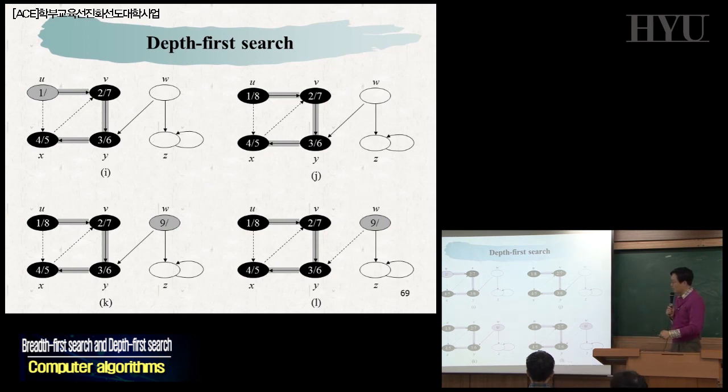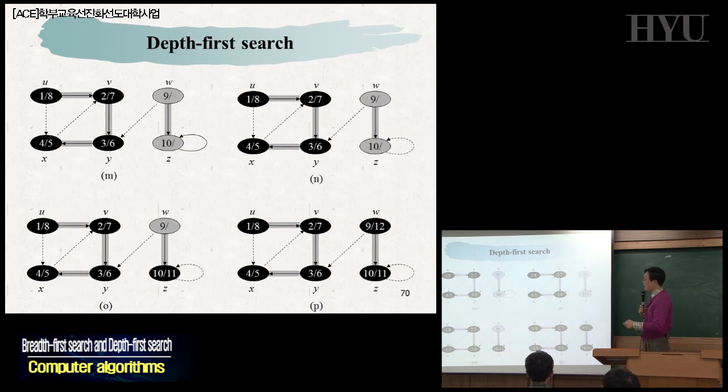First, we follow this edge, and Y was already visited, so we backtrack. Then we follow this edge, Z is unvisited, so we visit Z at time, what? 10. Yes, 10. And we check this edge, useless, finishing at 11, and backtrack, and finish at 12. So all vertices are visited and finished. And these are the timestamps.